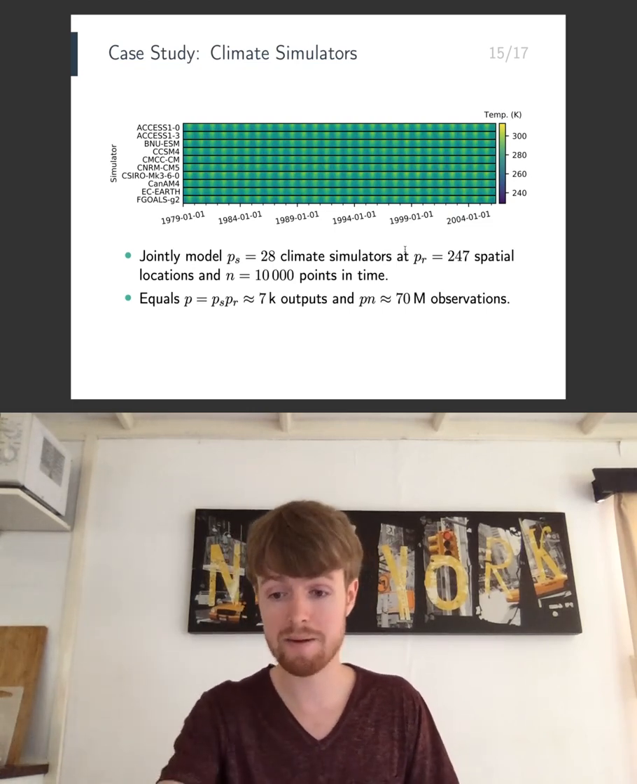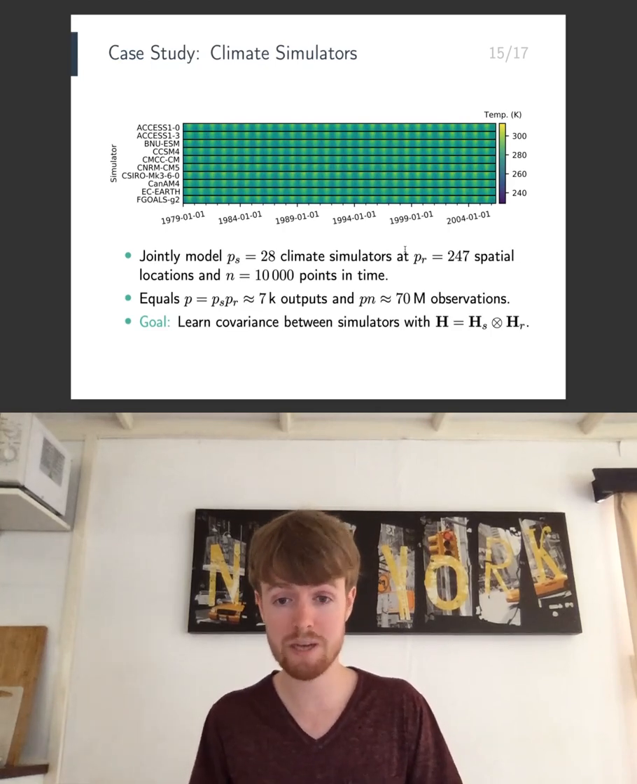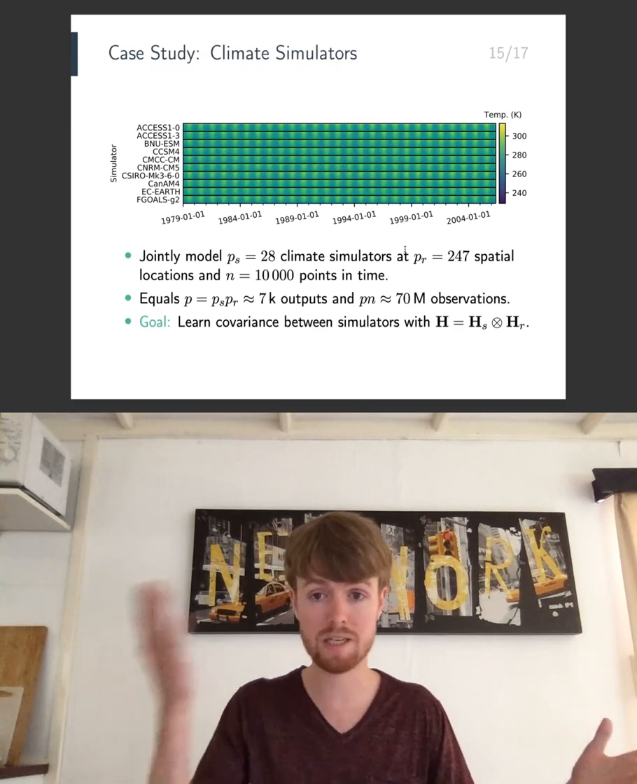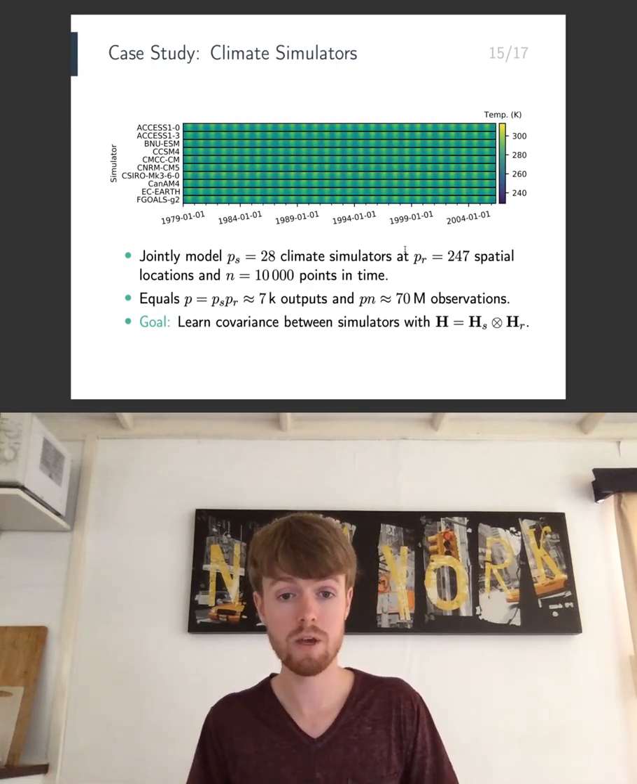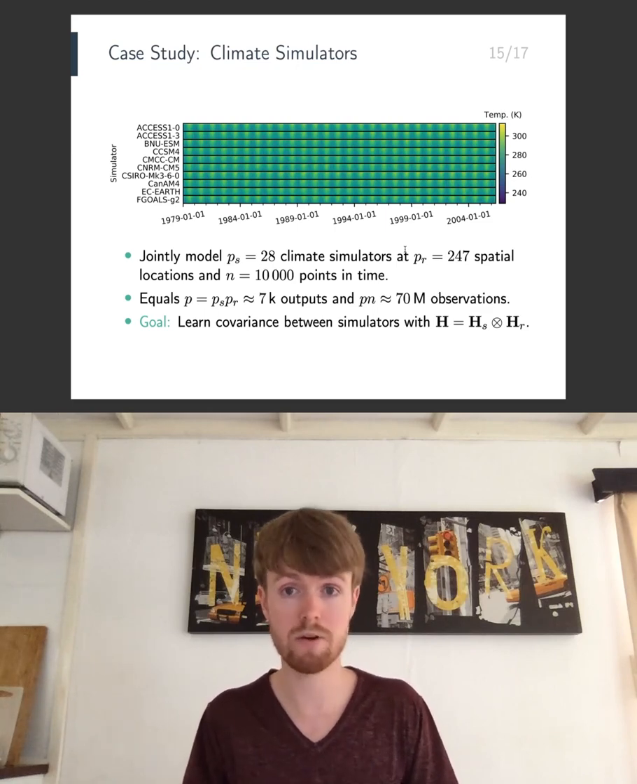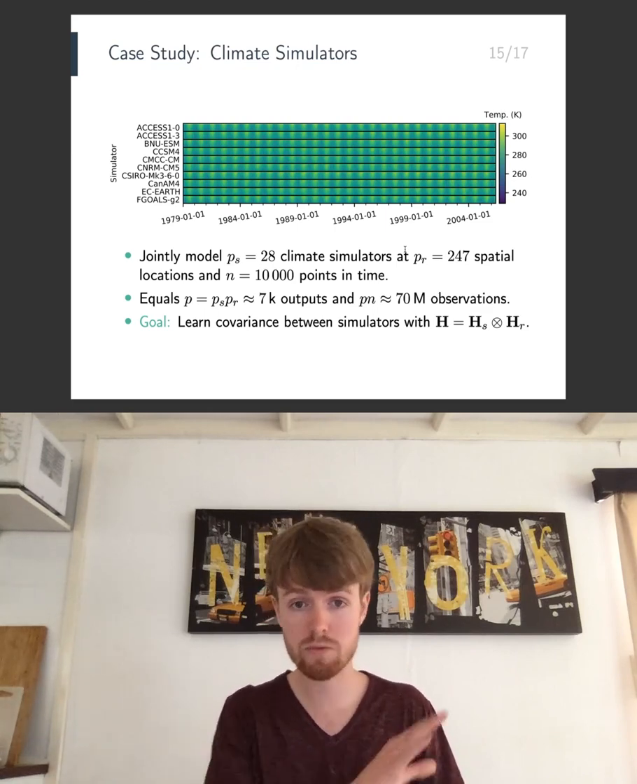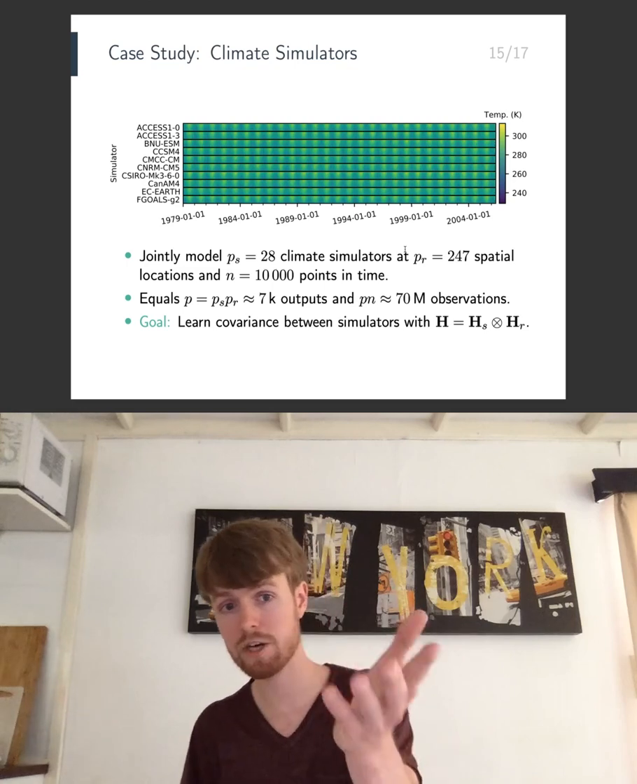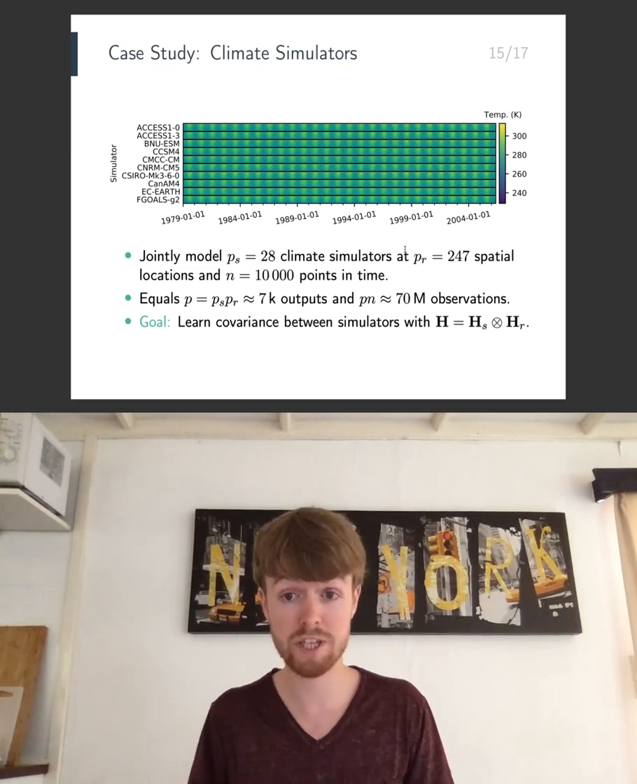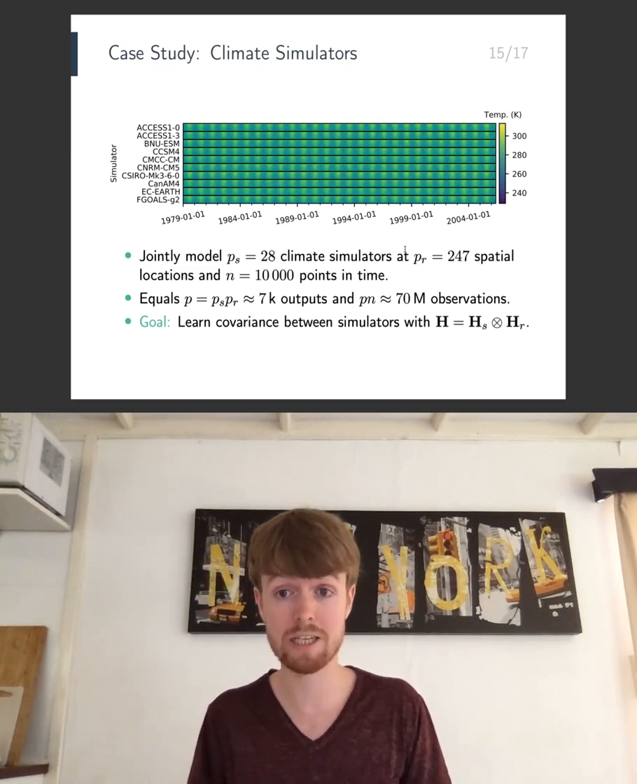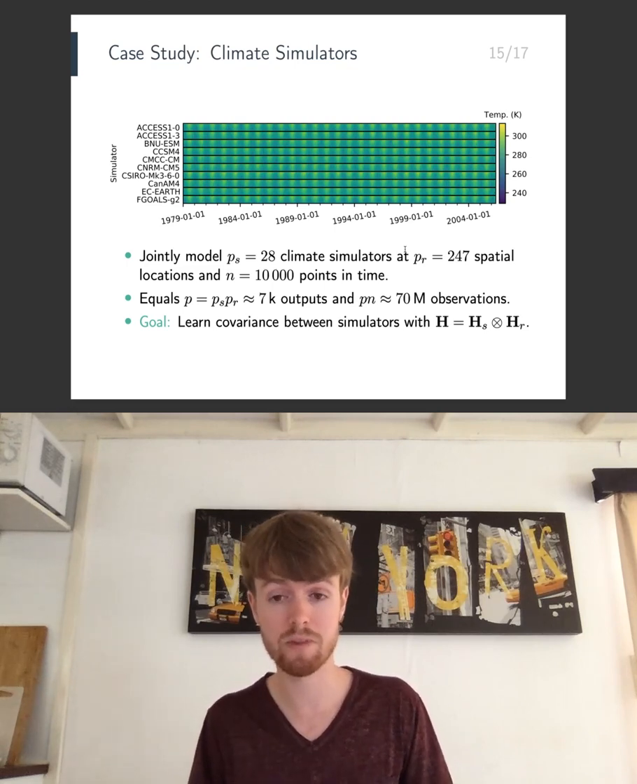The goal of this experiment is to learn a covariance between simulators, by decomposing the basis into a basis over simulators and a basis over space. To estimate the covariance between simulators, we could just simply compute the empirical covariance. However, this disregards all temporal structure, and as the figure shows, all simulators account for seasonal effects, which means that all simulators will appear very correlated.